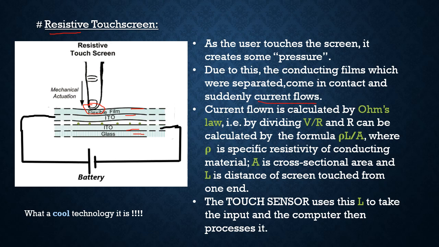and suddenly current flows. So the current flow can be calculated using Ohm's law, by dividing the voltage applied by the battery by the resistance, and this resistance can be calculated using the formula rho L by A, where rho is the specific resistivity of the conducting material which we use, A is the cross section area, and L is the distance of the screen touched from one end. So like this could be our L. So the touch sensor uses this L to take the input and then the computer processes it.